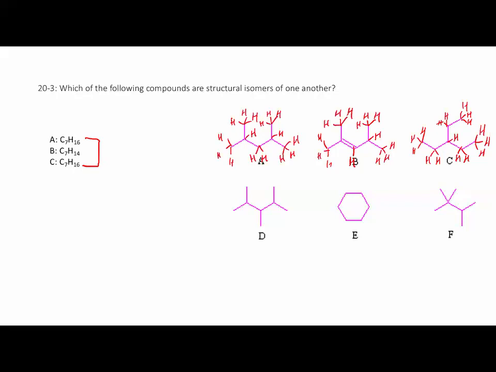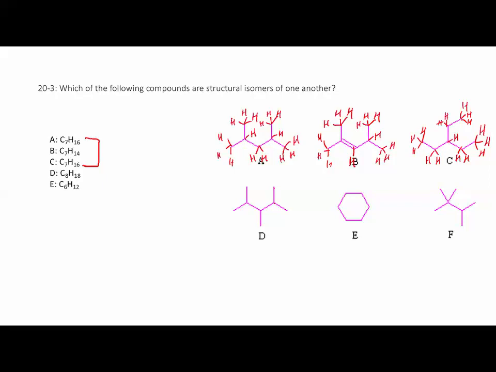So now D, we have 1, 2, 3, 4, 5, 6, 7, 8 carbons. This is 8 carbons. That's already different from the other compounds, so let's just move on from that. Also, E has only 6 carbons, so that is also different from the other compounds.